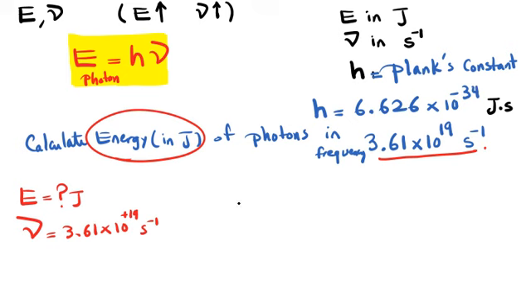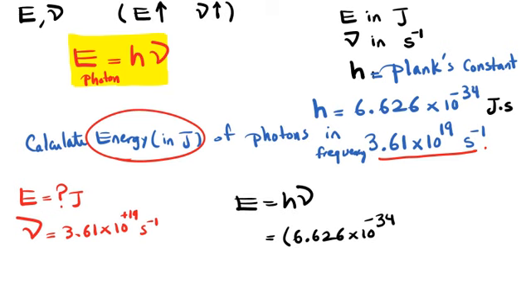So I need to plug into the equation. E equals h nu. I'm going to plug it in here: 6.626 times 10 to the negative 34, and let me write the unit in another color, joule times second, multiplied by 3.61 times 10 to the positive 19, and the unit is per second. First, let me work on the units. Second and per second cancel out, so the only unit that remains is joule.